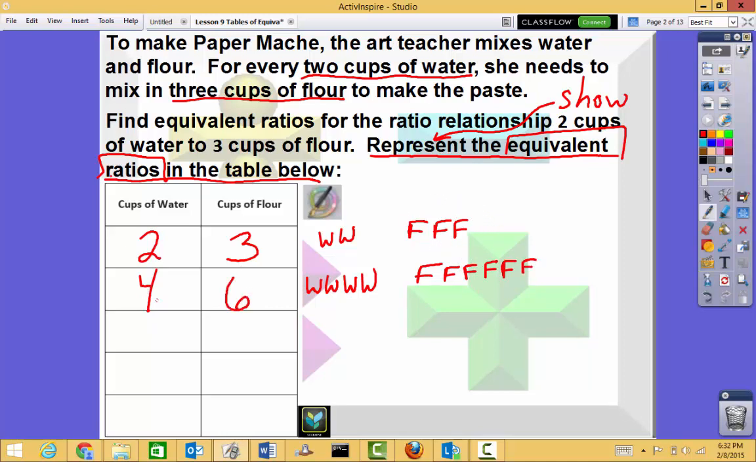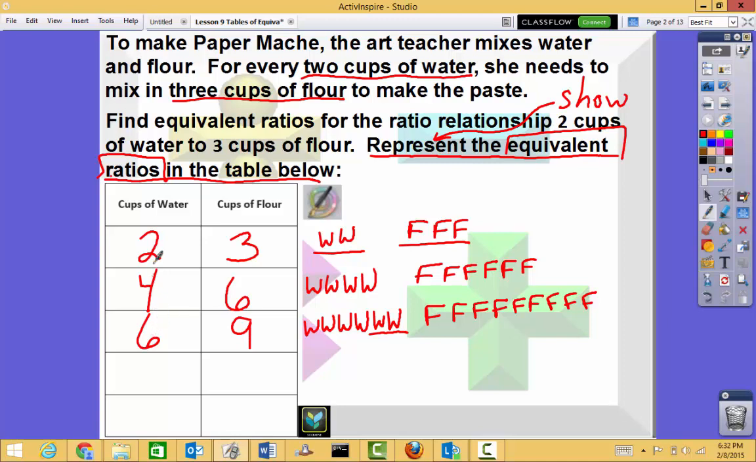Same thing here. I'm going to add another 2 cups of water. So whenever I add 2 cups of water, so here's my 4 from before, I'm adding 2 cups water. Whenever I add 2 cups water, I have to add 3 cups flour. So now I'm going to have 1, 2, 3, 4, 5, 6. Here's my 6 from before. And I just added these 2, so I have to add another 3 flours. So I get 9 flours. You'll notice there's a pattern. When I add 2, I add 3.